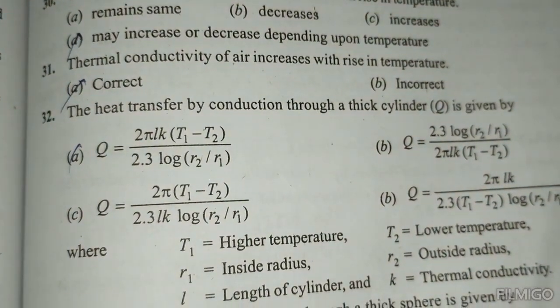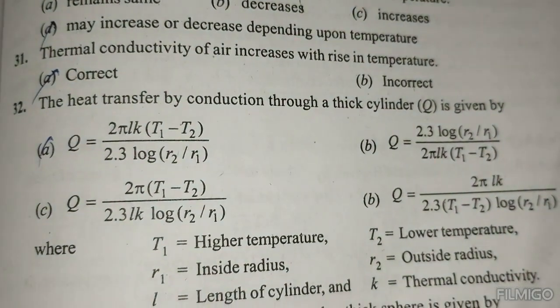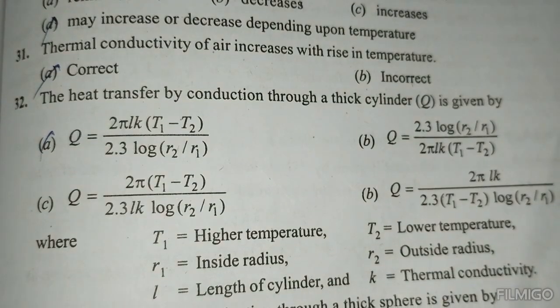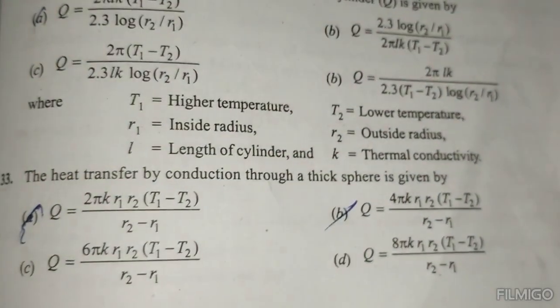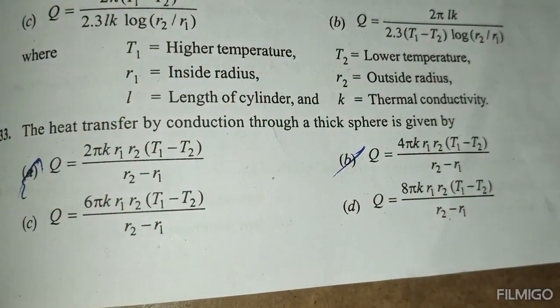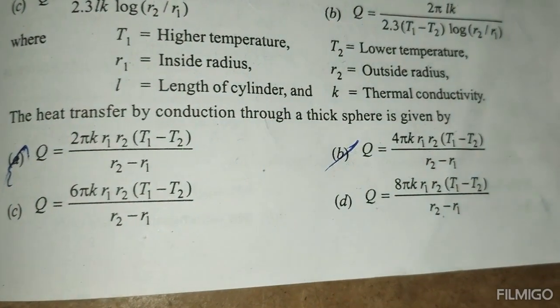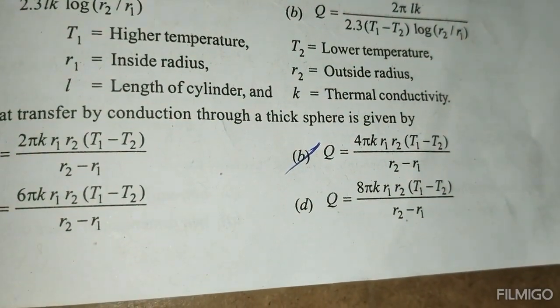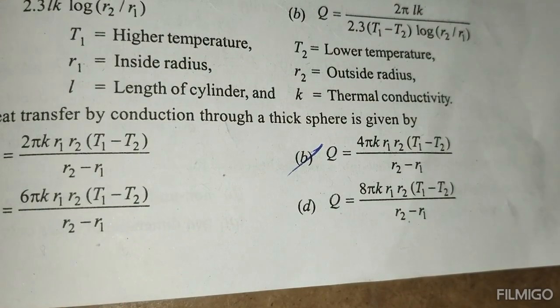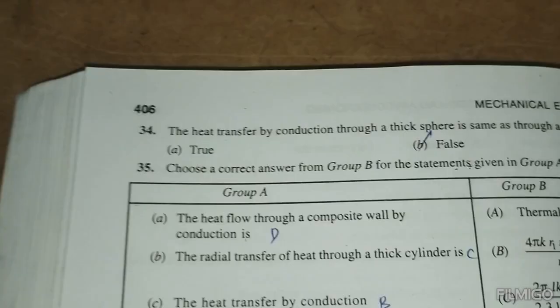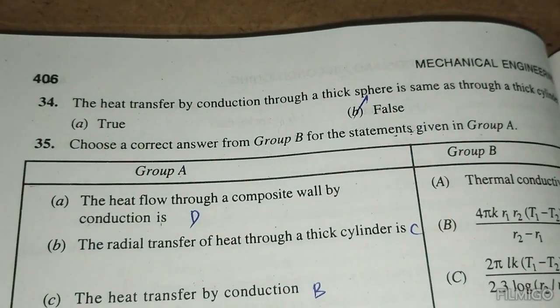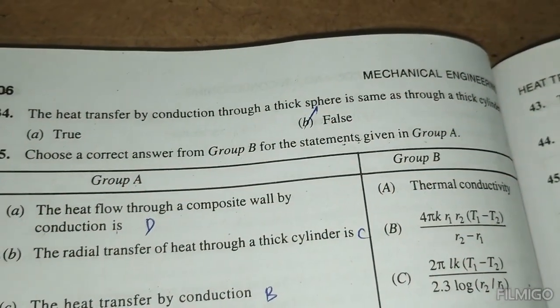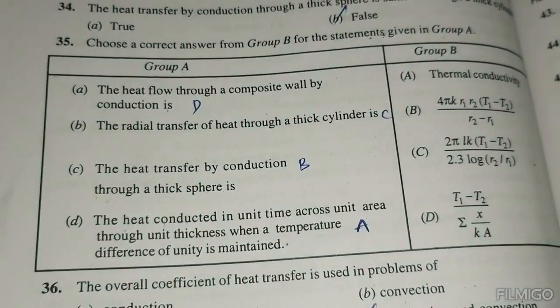The heat transfer by conduction through a thick cylinder is given by Q is equal to 2 pi L K (T1 minus T2) by 2.3 log of R2 by R1. The heat transfer by conduction through a thick sphere is given by Q is equal to 4 pi K R1 R2 (T1 minus T2) by (R2 minus R1). The heat transfer by conduction through a thick sphere being the same as through a thick cylinder is false.